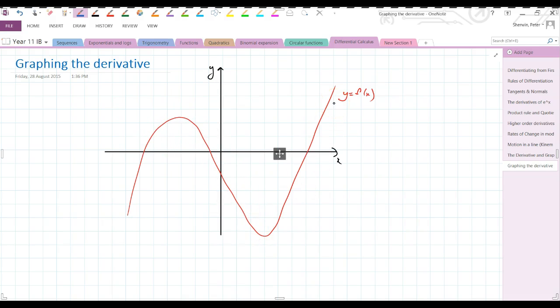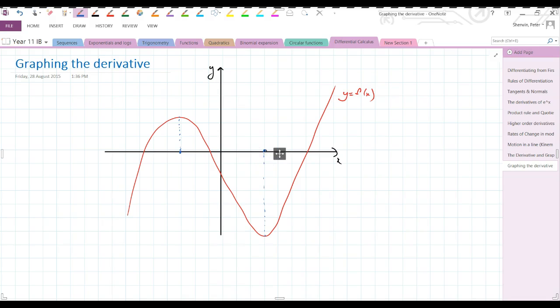The starting point is always to go to your stationary points, because the gradient at our stationary points is 0. So I know that the derivative graph is going to go through the x-axis there, because the value of the derivative there is 0. The value of the derivative of the function at this point is also 0. So we'll track that back up to the x-axis, and make sure our derivative curve goes through there.